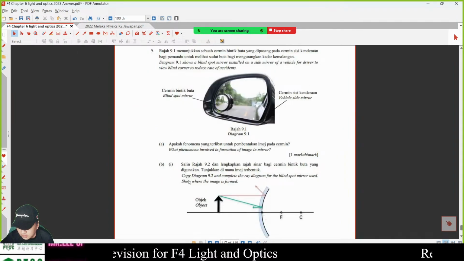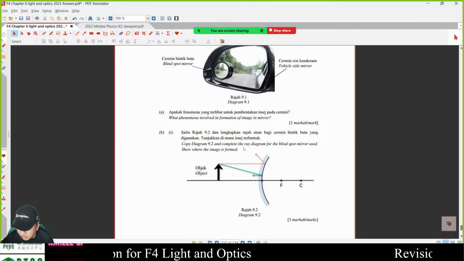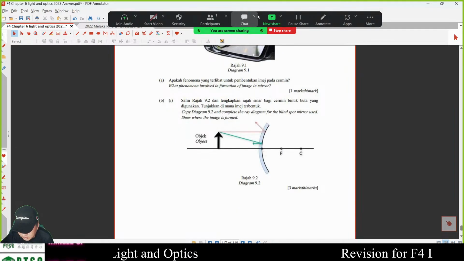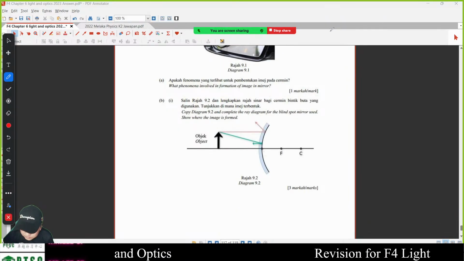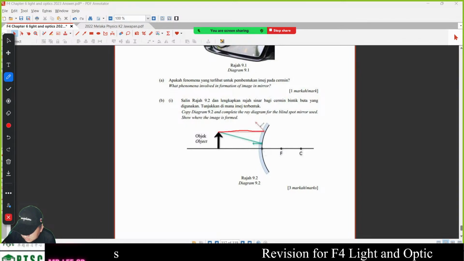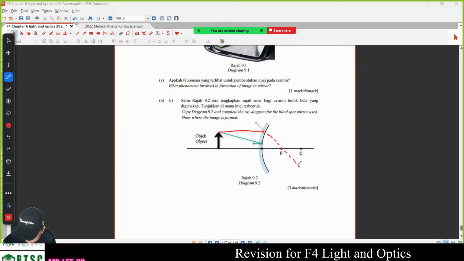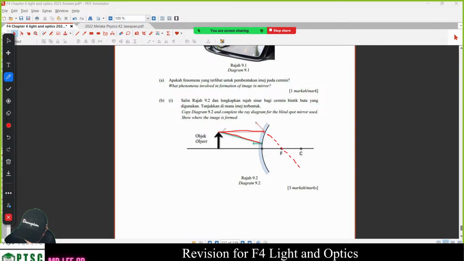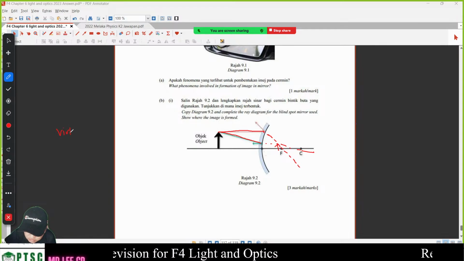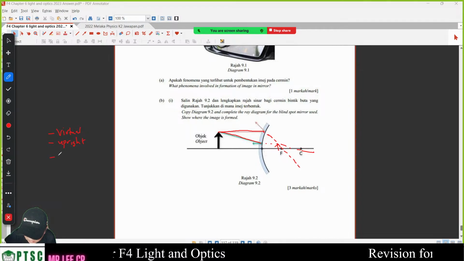Okay. Then the second one is copy the diagram and then complete the ray diagram for the blind spot mirror. Show where the image is formed. Okay. So how to do it? Straight here. This one is reflected, so you have to draw a dotted line going through the back. Right? So after drawing this one, you have to draw through the eye. So this is the image formed. A dotted line we call virtual. And then upright. And then diminished, smaller.